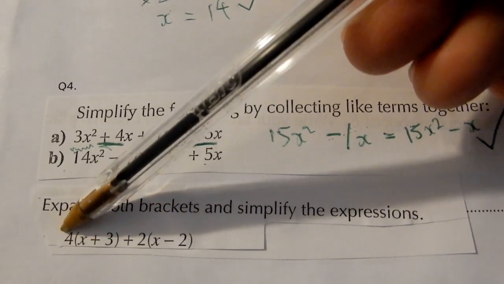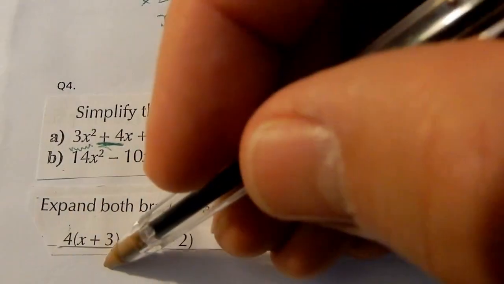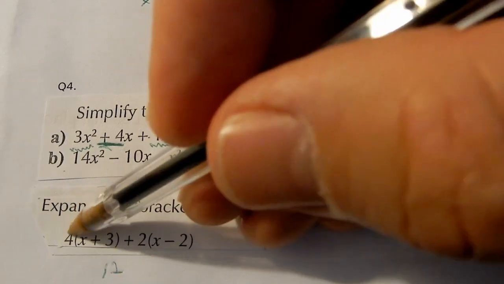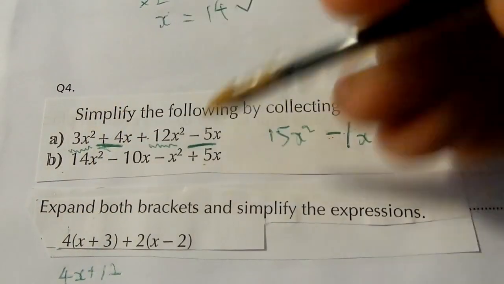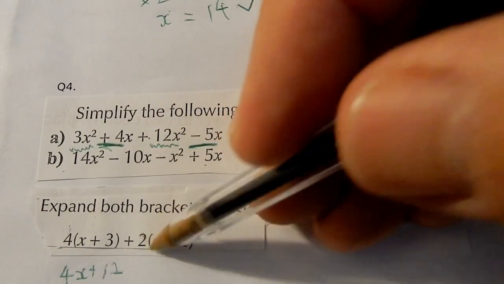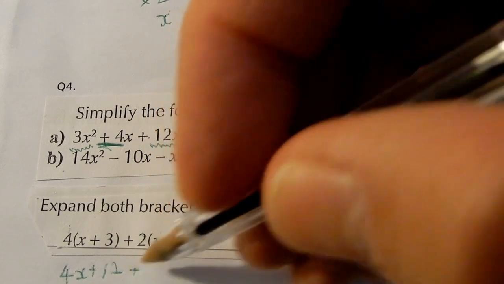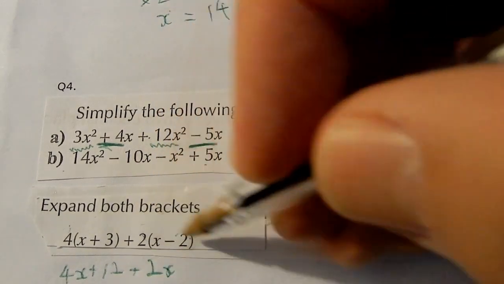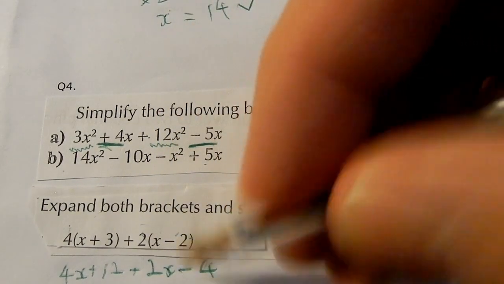So 4 times x, 4 times 3. 4 times 3 is definitely 12, and 4 times x is 4x, and there's a plus between them. Cool. 2 times x and 2 times minus 2. So that's 2x. 2 times 2 is 4, but there's a minus there.